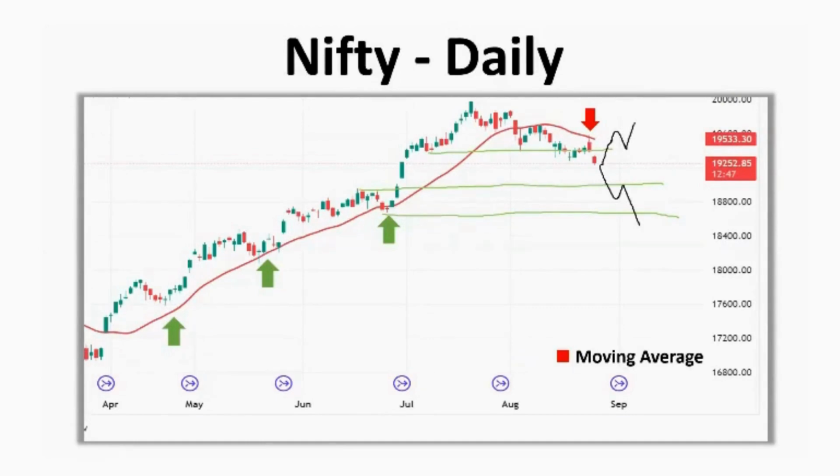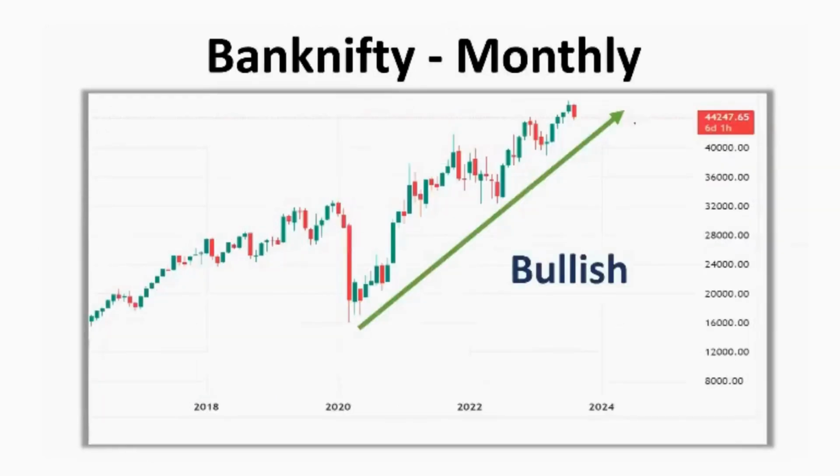Alright, so now let's look at another major index, which is Bank Nifty. On the monthly chart of Bank Nifty, we have the same story. Overall, if you look at the market data, it is running bullish. But this last candle over here has broken the low of the previous one. And if such a thing happens on the monthly chart, it is not a good sign.